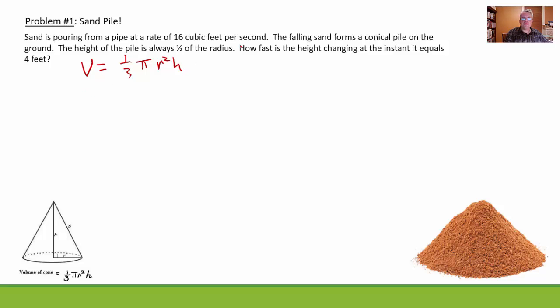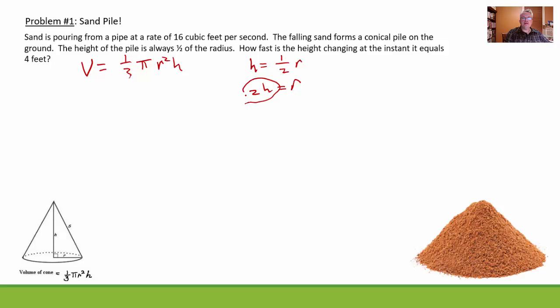I mean, it wants to know how fast the height is changing. So they end up giving us a second relationship here that we're going to use also. They say the height of the pile is always 1/2 of the radius. So height equals 1/2 r. Or if I multiply both sides by 2, I have 2h equals r.